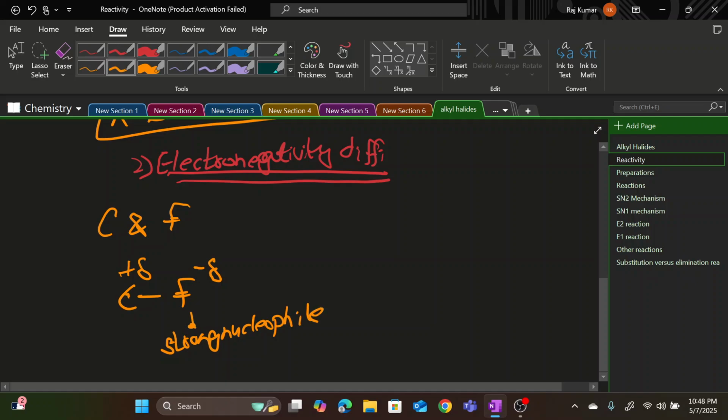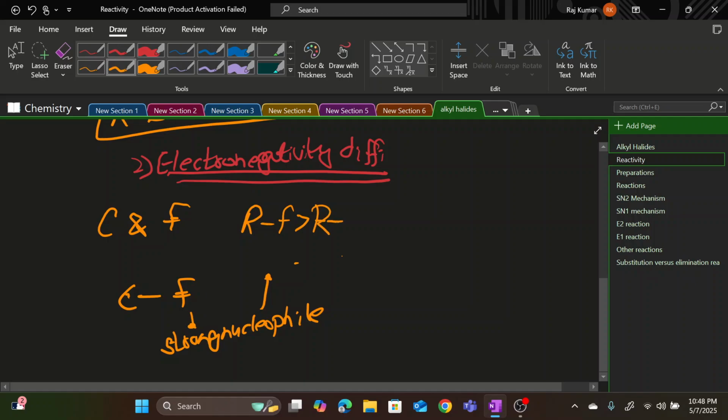And due to this reason, it is easier for any electrophile to come to fluorine and attack it and replace it. Sorry, any electrophile can come and basically attack the carbon and replace it, or any other nucleophile can come and easily attack it and break it. Because of this reason, we have the reactivity according to electronegativity difference as this.